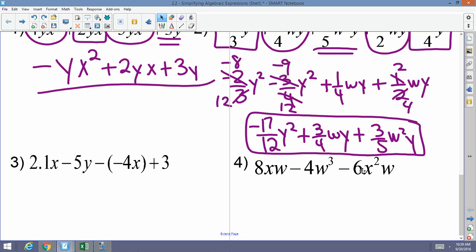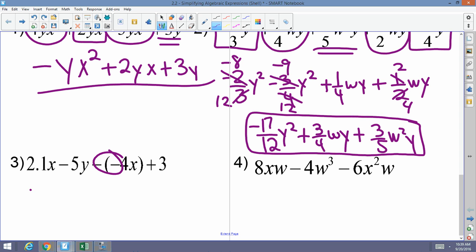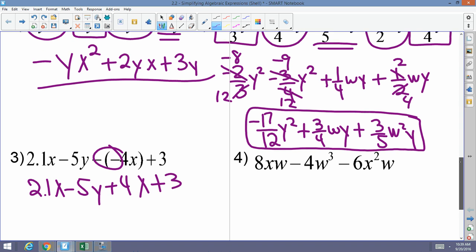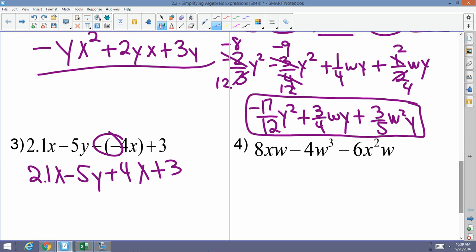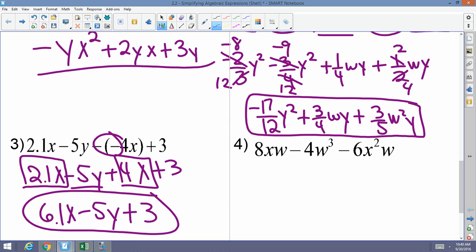Okay, number 3. First I'm going to clean this up here. Oh, I'm going to clean up this negative here. So this is 2.1x minus 5y plus 4x plus 3. My like terms here, gentlemen, are the 2.1x and the 4x. That's going to give me 6.1x. Then I've got the negative 5y, which is by itself, and then plus 3. I don't have any like terms to add those up. And bada beam, bada boom, there it is.